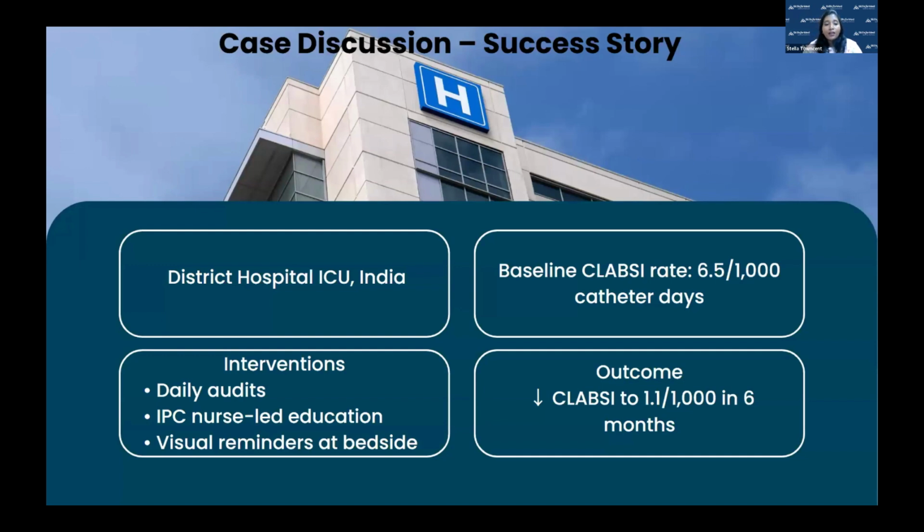And also as an outcome in the district hospital, what has happened is tremendous: the CLABSI cases have come down from 6.5 to 1.1 out of 1,000 in 6 months of time. This is the success story of the Indian hospital.